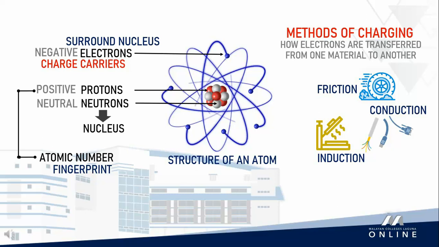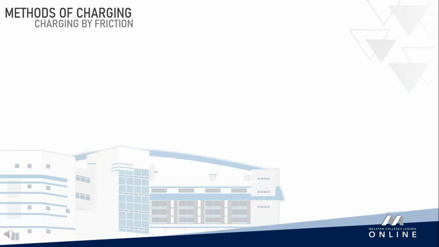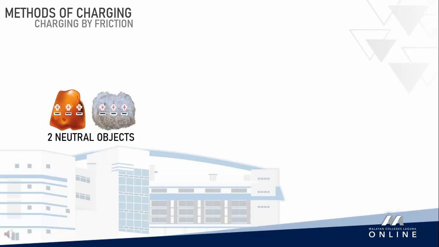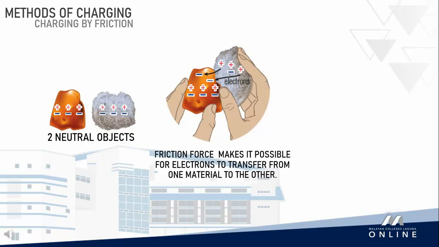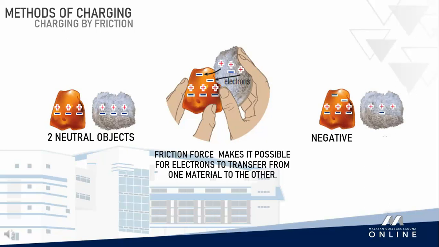three methods of charging. Objects are usually electrically neutral or uncharged, but they may become electrically charged when they are rubbed against another material. When one material is rubbed against another, of course, friction force will be present. This force makes the transfer of electrons from one material to another possible. The material that has gained electrons is now negatively charged, and the material that lost electrons is now positively charged.